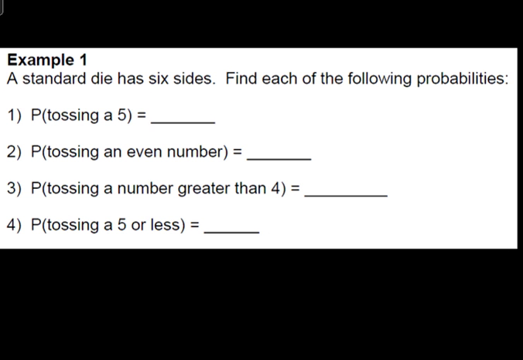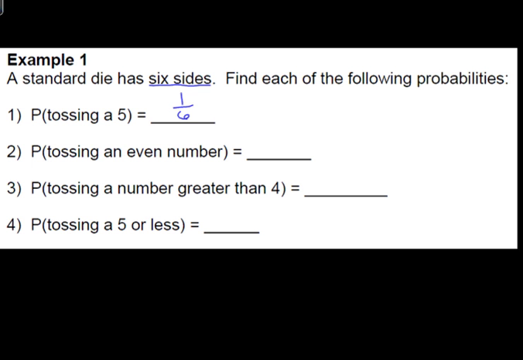So let's look at some examples of how these things go together here. My first one says a standard die has 6 sides. Find the probability of each happening. We will find the probability of tossing a 5. For this, my denominator is going to be 6 because there are 6 sides, and they even tell us that right here in case we forgot. And then the probability of tossing a 5, how many 5s are on the number cube? 1. We have 1 five on the number cube. So the probability of tossing a 5 is 1 out of 6.